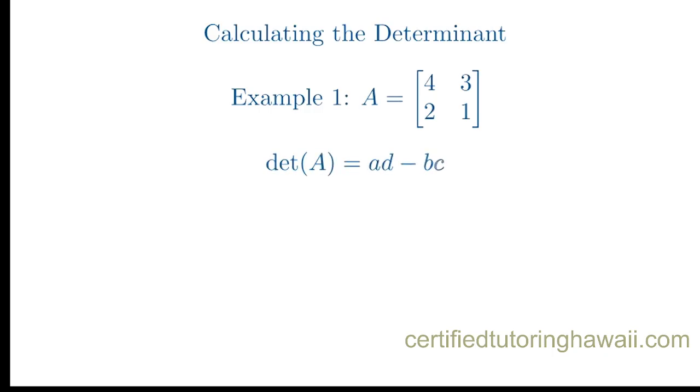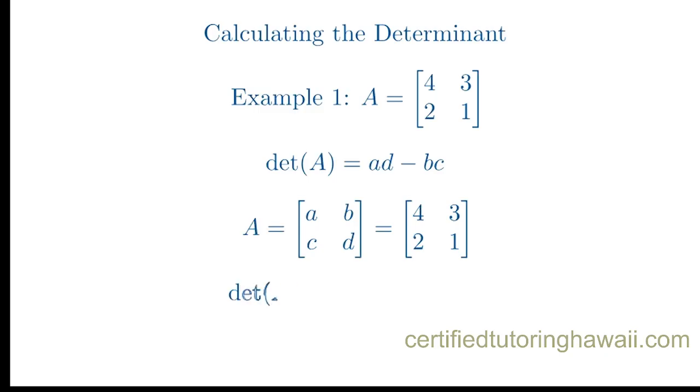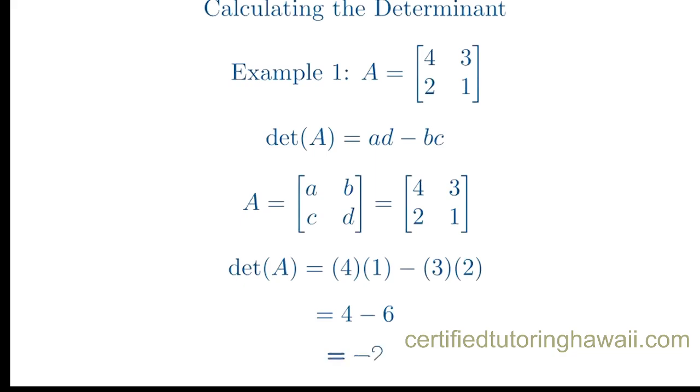Consider the matrix A with entries 4, 3, 2, and 1. Let's find its determinant. We use our formula, determinant of A equals ad minus bc. Here, a is 4, b is 3, c is 2, and d is 1. So we substitute these values into the formula. The determinant of A equals 4 times 1 minus 3 times 2. This gives us 4 minus 6, which equals negative 2. The determinant of this matrix is negative 2. The sign doesn't matter for invertibility, just whether it's 0 or not.